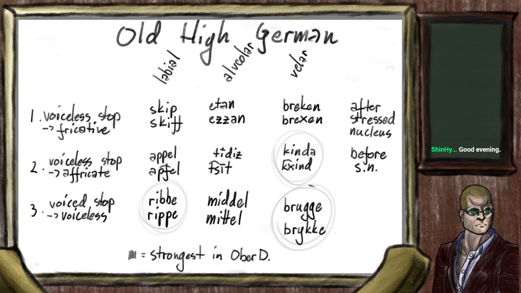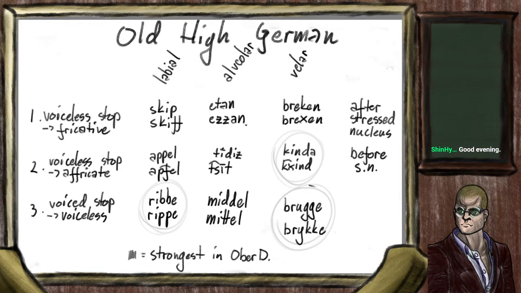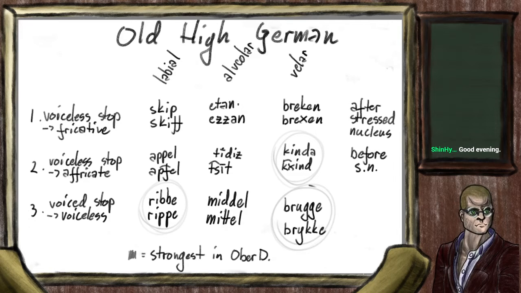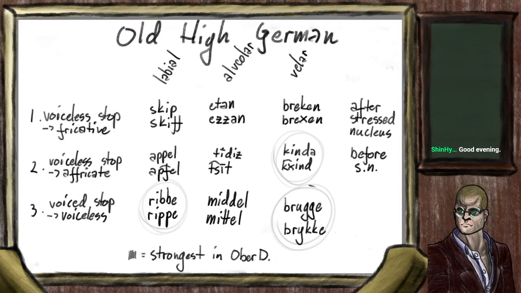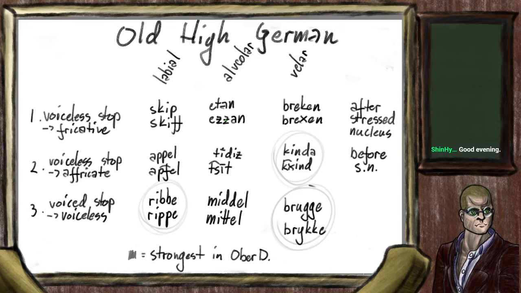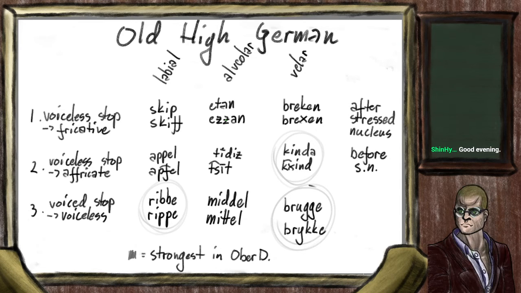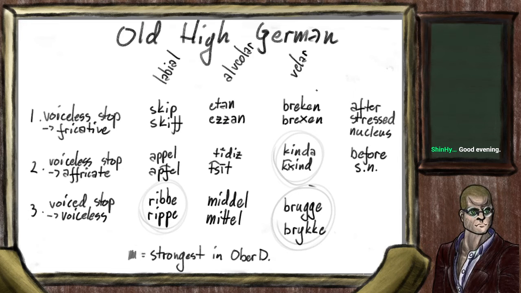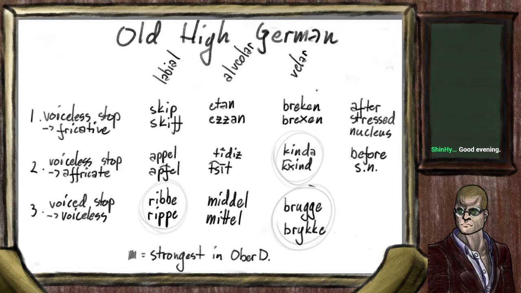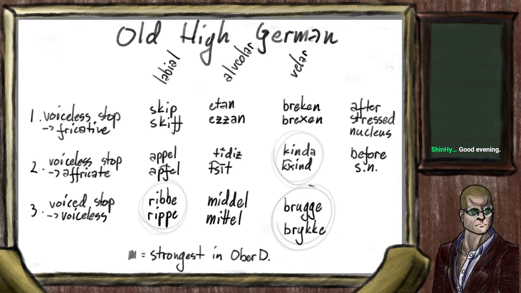Then, at the alveolar ridge, the voiceless stop becomes again a fricative, but in this case it comes from etan. This becomes to eat in English and turns into essen in German. At the velum, we have breken, to break, again stays with a K in English and becomes brechen in German. In this case, I've used an X. This is the International Phonetic Alphabet symbol for the sound.